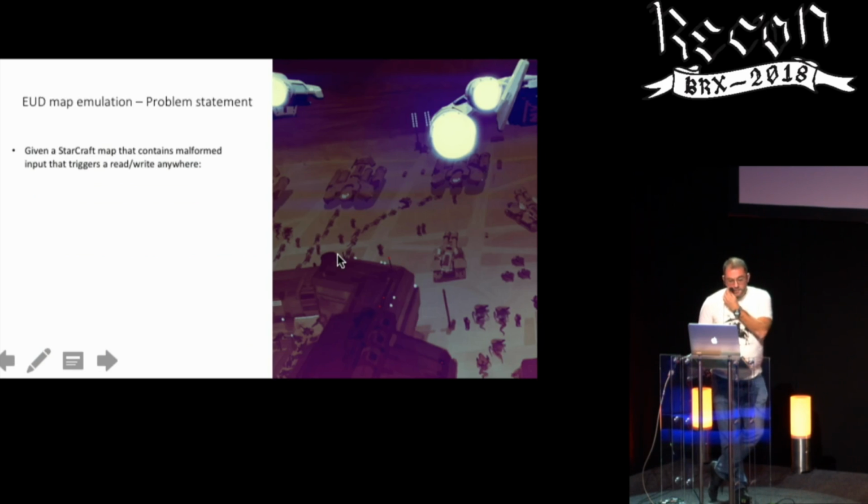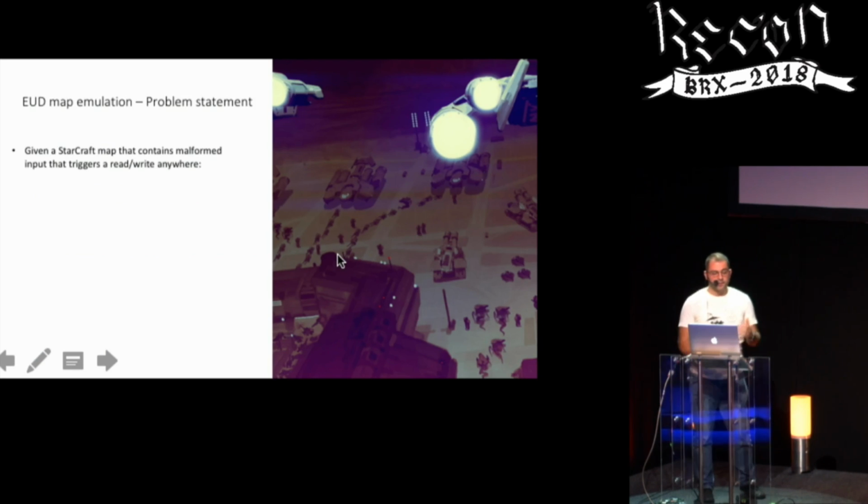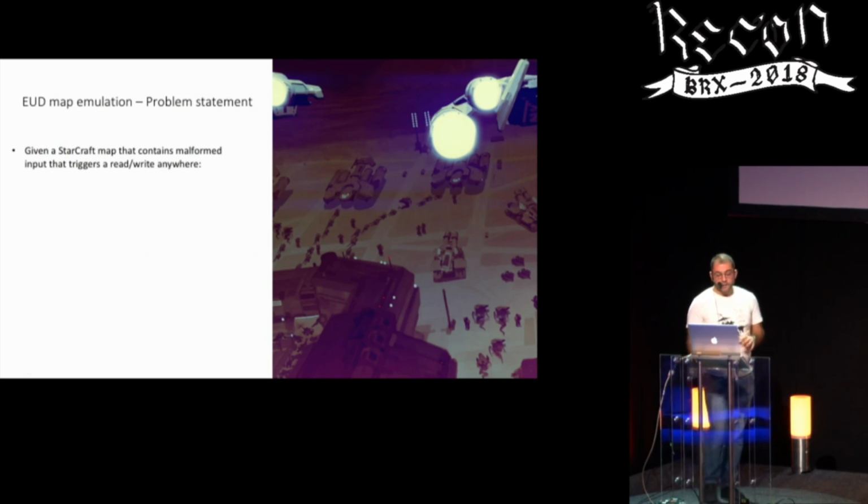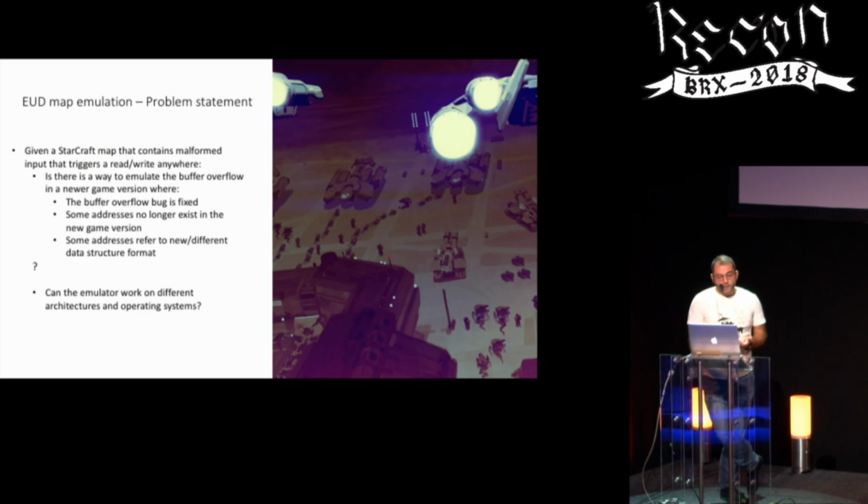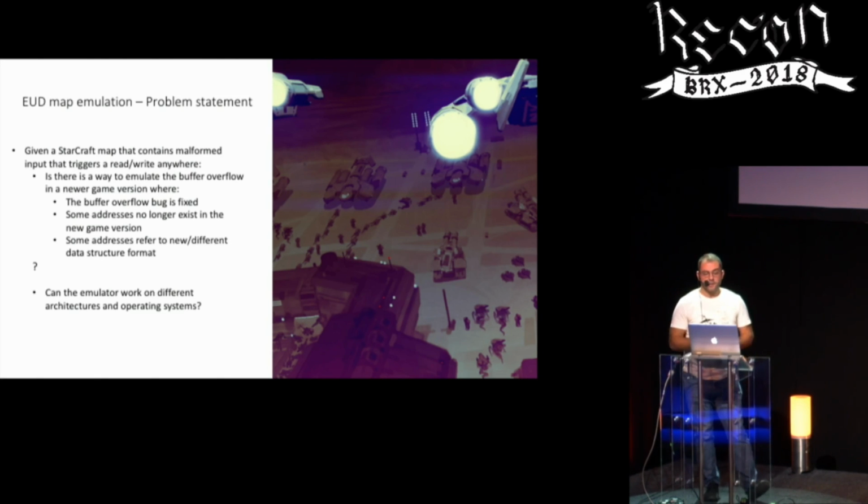So now comes the problem. If I have a malformed map, how can that read or write anywhere? Is there a way to emulate that buffer overflow to give the same behavior in a new game? So we fix the buffer overflow, the memory layout is different, internal game structures are different. Maybe we don't use regular arrays, we use vectors and bounded arrays. We don't use linked lists, we use standard lists, and so the links are hidden from us. They are private members of the standard library and whatnot.